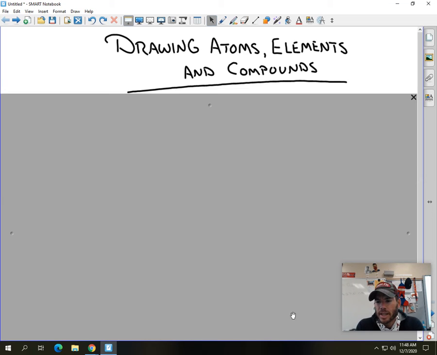Hey everybody, this week we're going to take a look at drawing atoms, elements, and compounds. Whenever we draw atoms, elements, and compounds, there are three different ways that we will do that, and all three will be in these notes. Please make sure that you take these notes down. If it's on the screen, you need to write it down.